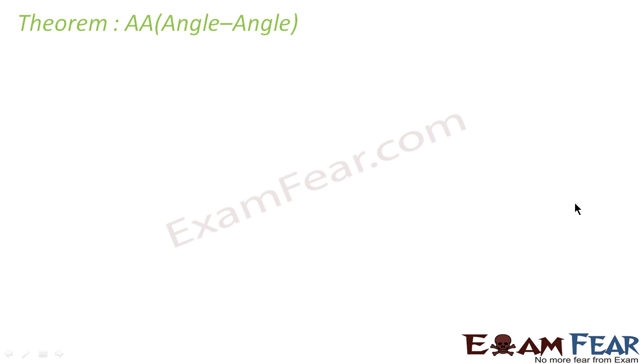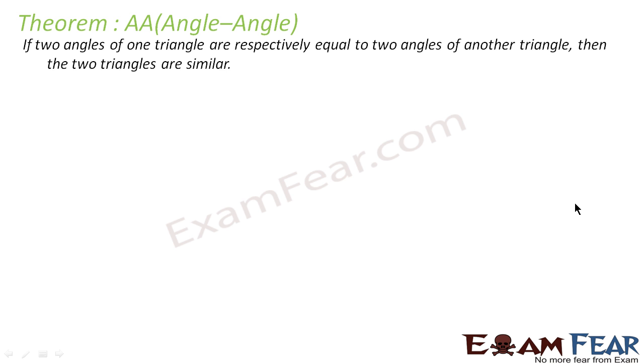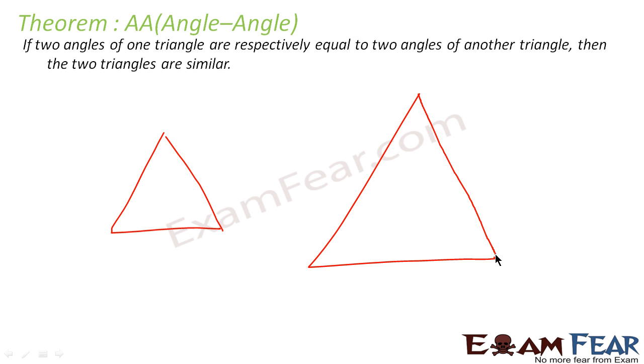Similar to AAA, we have AA. Why is it true that if two angles of one triangle are equal to two angles of another triangle, then the third angle also has to be equal? See, I'll draw a triangle here, and this is a bigger triangle. This is A, B, C, and this is A dash, B dash, C dash. I'm told that B is equal to B dash, and C is equal to C dash. And obviously A should be equal to A dash.